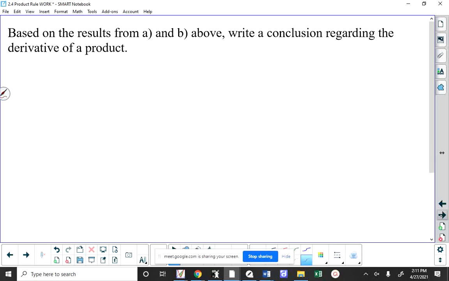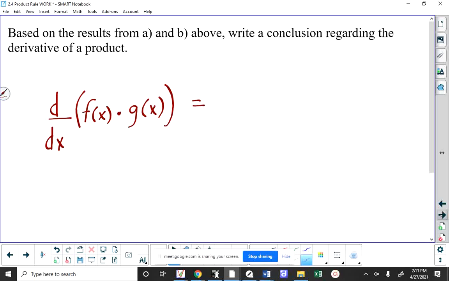Based on the results, write a conclusion regarding the derivative of a product. All we can say is that the derivative with respect to x of a product of two functions is not the same as the derivative with respect to x of the first function multiplied by the derivative with respect to x of the second function. It cannot be found that way.